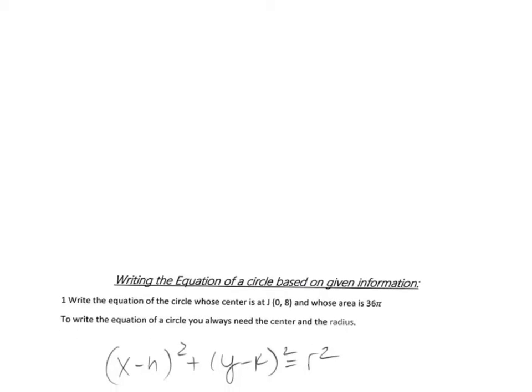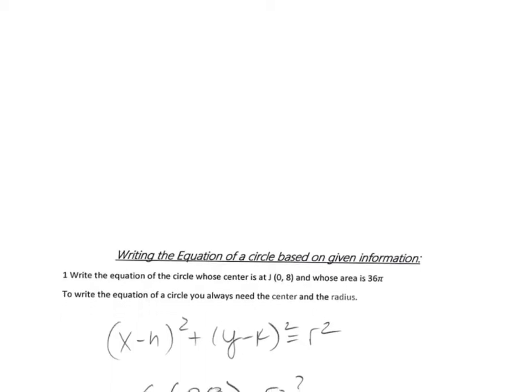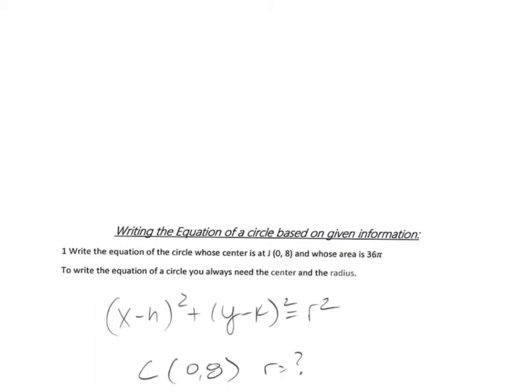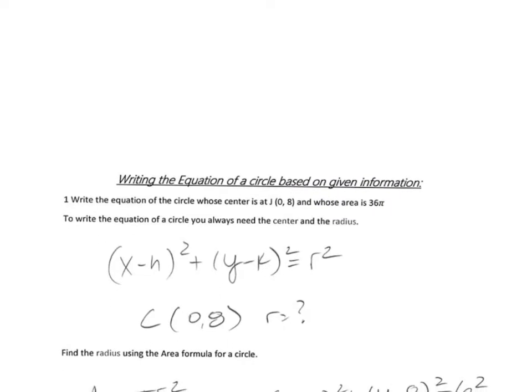Write the equation of the circle whose center is at (0, 8) and whose area is 36 pi. So the first thing we want to do is remember that to write the equation of a circle, you need the center and the radius. Currently we have the center, which is great, but we don't know the radius. So we have to use the area formula to find the radius of the circle.